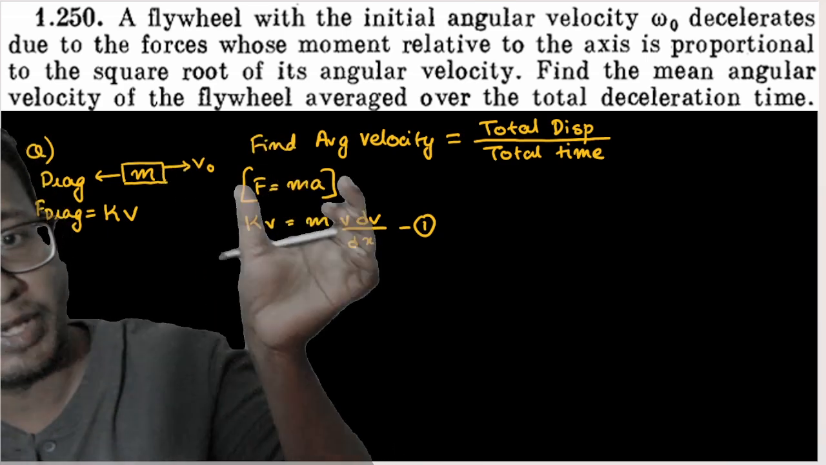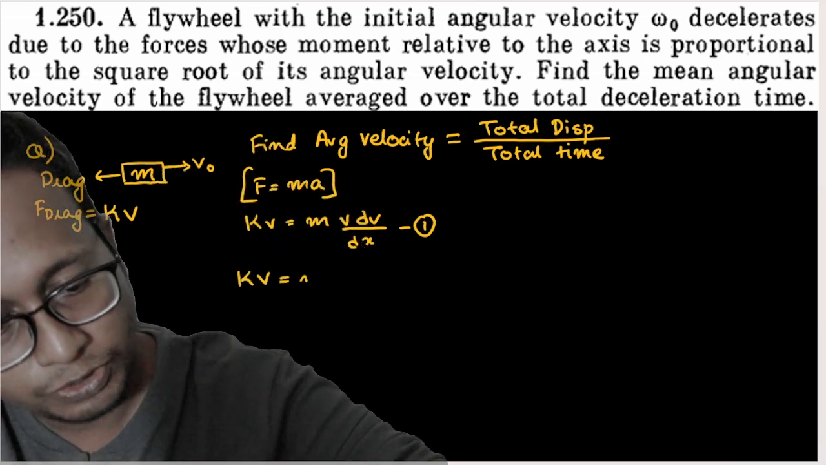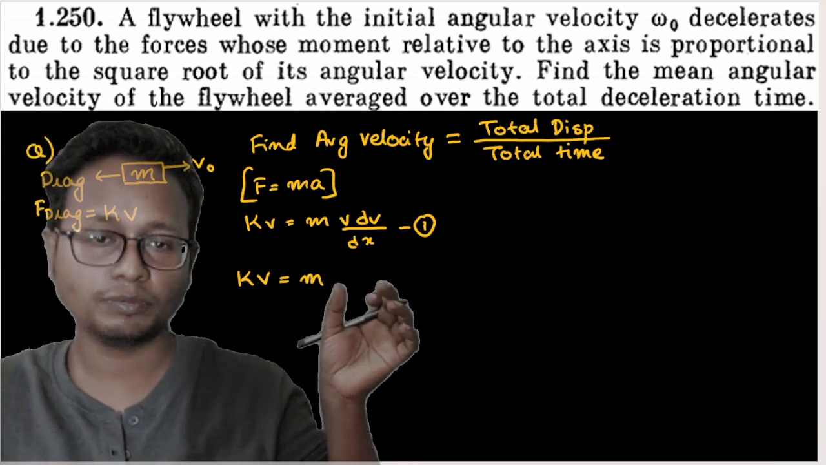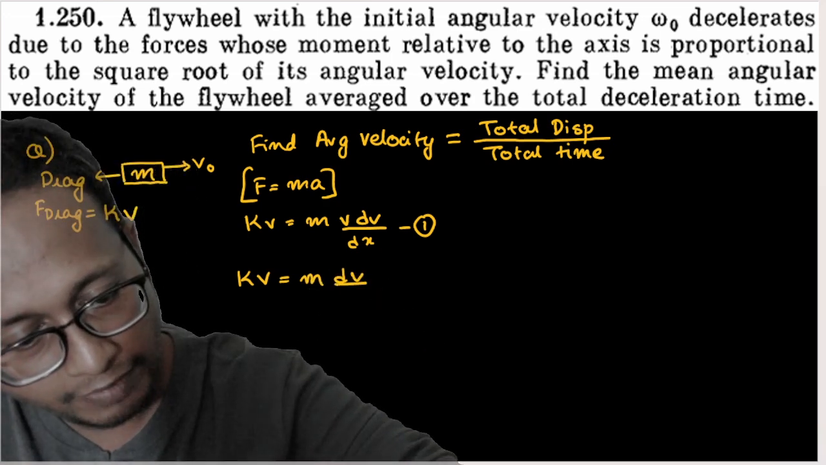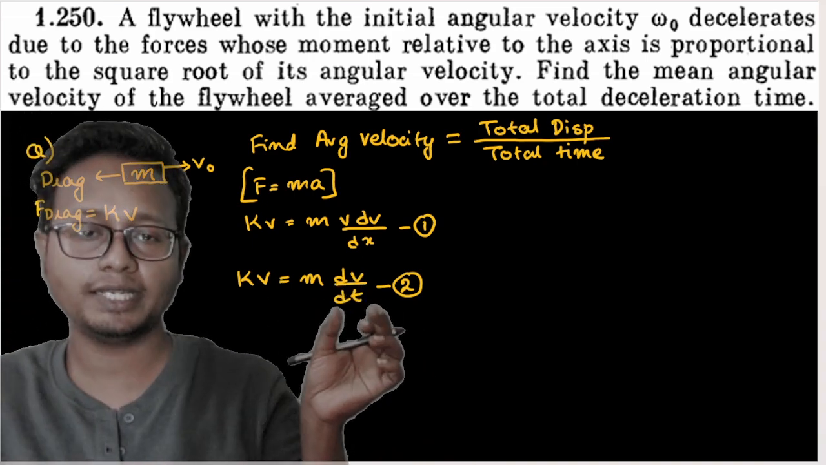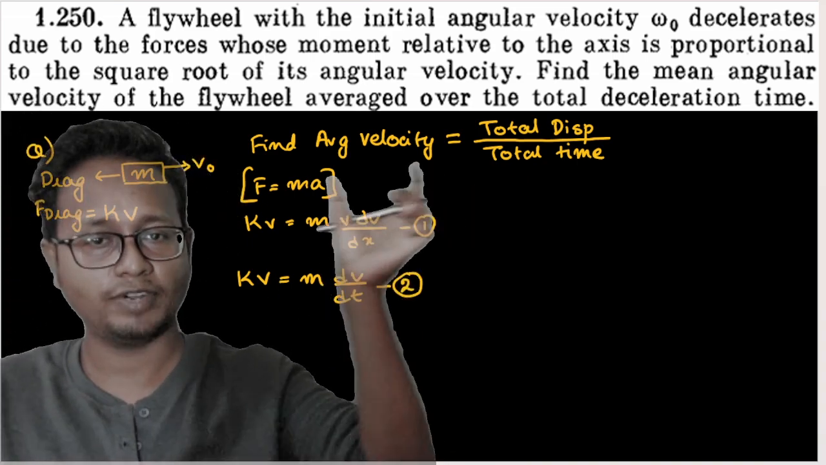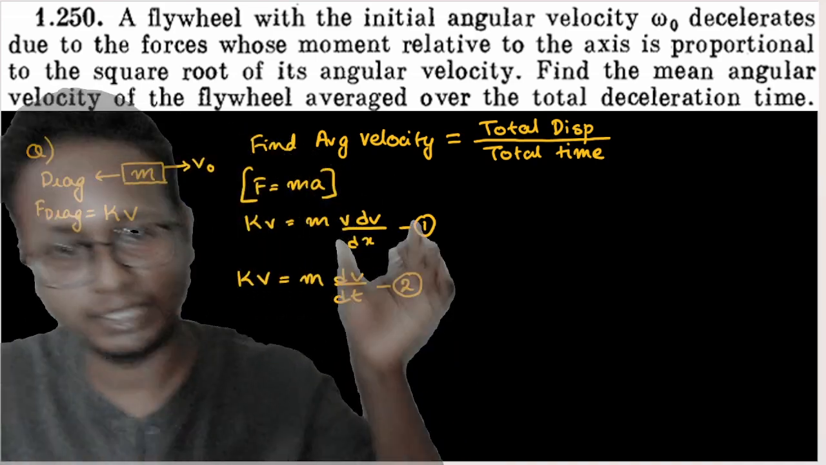I can also write the same equation. F is equal to ma. What is the force? K into v is equal to mass into acceleration. Acceleration can also be written as dv by dt. This would be our equation number 2. And from equation number 2, I'll get the total time. Now when I divide the total displacement by total time, I'll get the average velocity. The same thing is happening out here in this question.